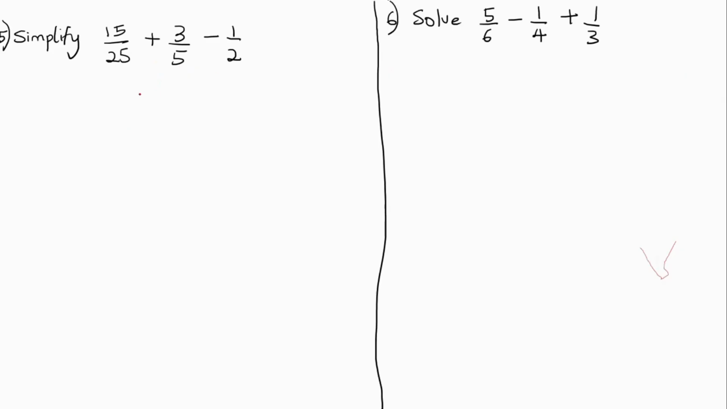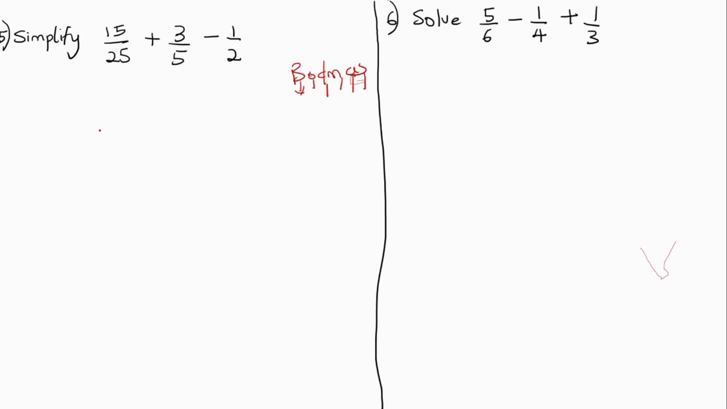Alright, so let's simplify this. Simplify 15 over 25 plus 3 over 5 minus 1 over 2. Now right here guys, we want to simply apply the use of what? BODMAS, okay, where B signifies brackets, O is order or exponent, D is division, M is multiplication, A is addition, and S is subtraction. So I'm sure you all know what BODMAS simply stands for, okay?